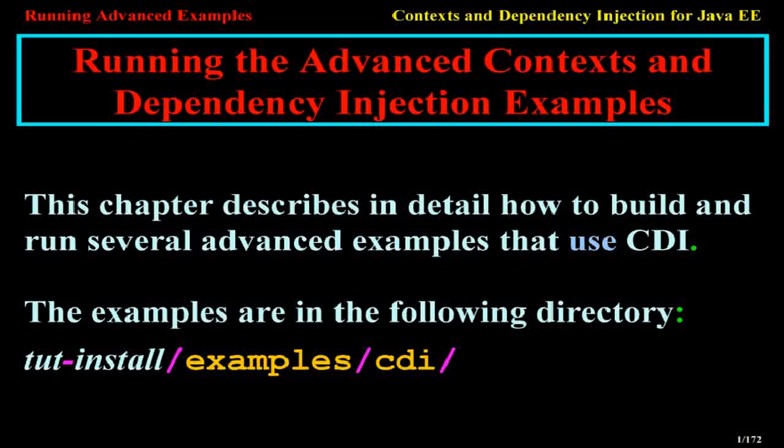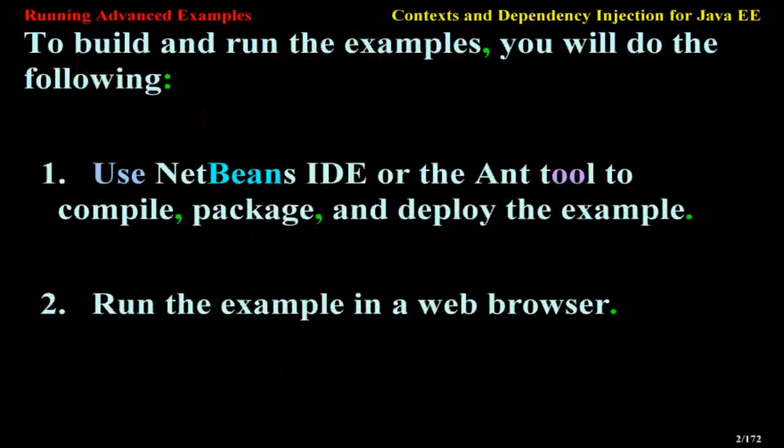Running the advanced contexts and dependency injection examples. This chapter describes in detail how to build and run several advanced examples that use CDI. The examples are in the following directory: tut-install/examples. To build and run the examples, you will do the following.